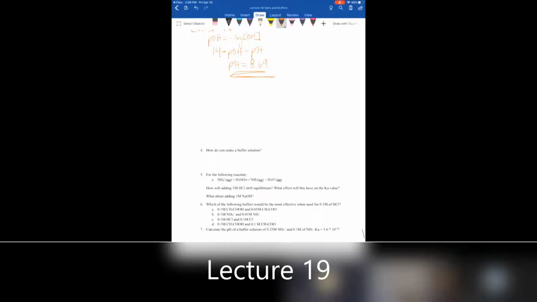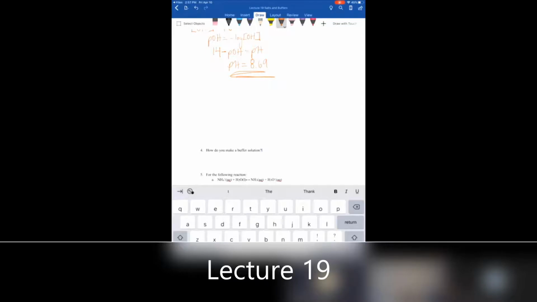Wait. Are you sure? What kind of base? What kind of acid? It would be a weak. Wait. Are you sure? A weak acid or base in its conjugate. Yes. Okay. Just wanted to make sure you're sure. So that's how you make a buffer solution.